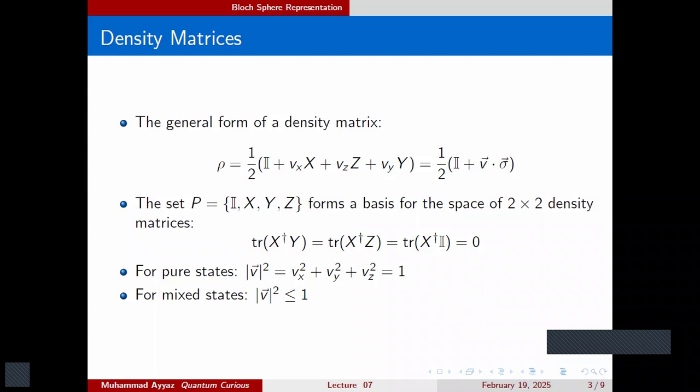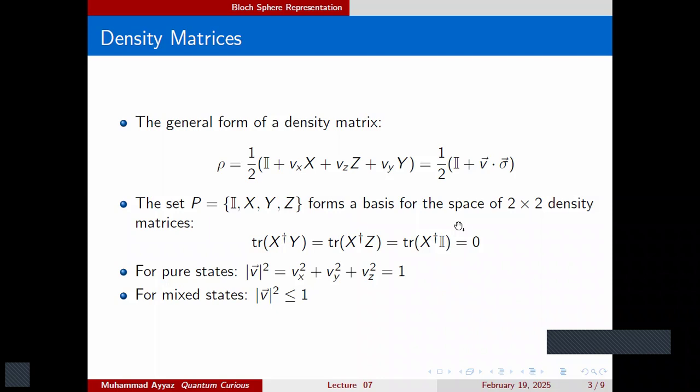The answer is yes, it is a valid way, because the Pauli matrices X, Y, Z and the identity matrix form the basis of the space of 2 by 2 density matrices. It can be proved that the inner product of any two basis matrices has to be zero. So all the matrices in the basis set are orthonormal to each other. This can be proved quite easily by taking the inner product of the corresponding pairs of matrices from the basis set.